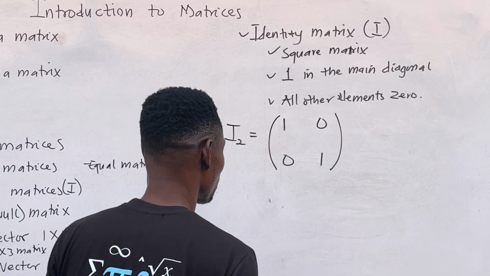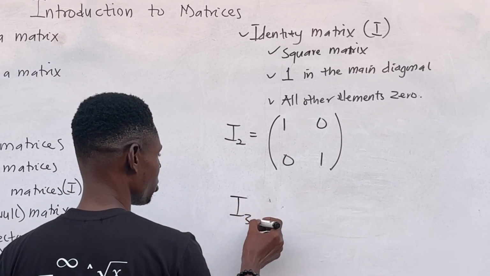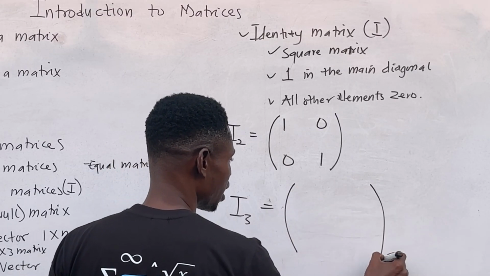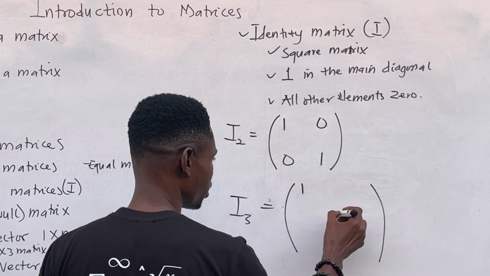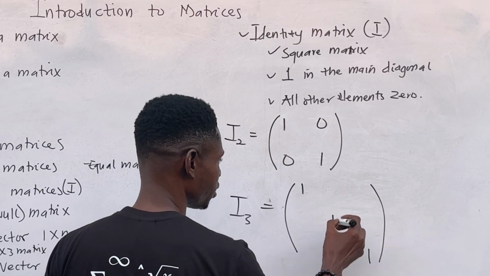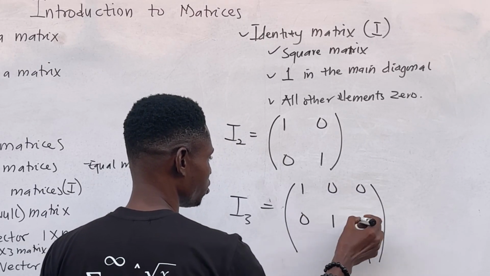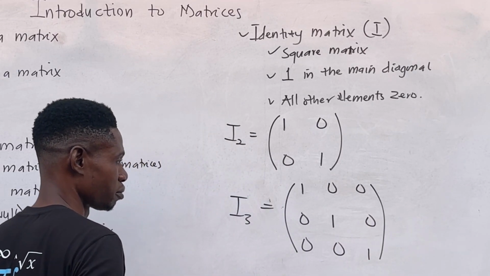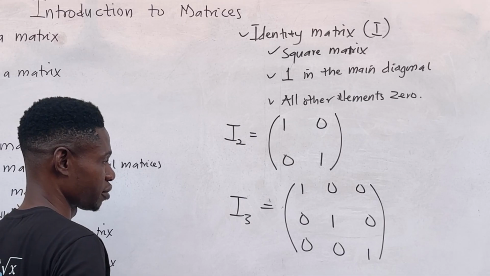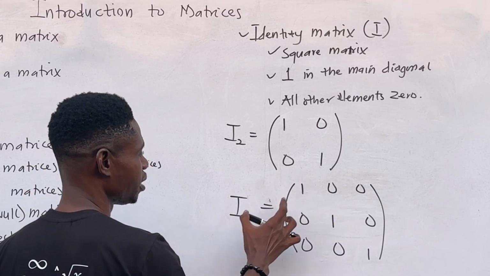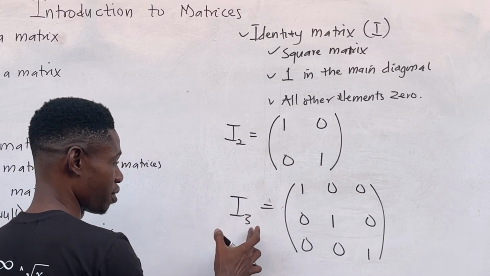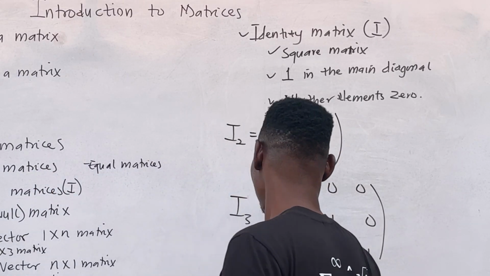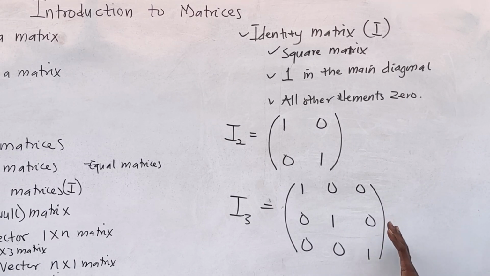Remember it's square, so we can have 3 by 3 also. So an identity 3 by 3 matrix will look something like this. Remember, only the main diagonal has elements 1. So 1, 1, 1, and 0, 0, 0, 0, 0, 0. Okay, so this is the identity 3 by 3 matrix, so I3, and I2 for the identity 2 by 2 matrix. So that's straightforward.